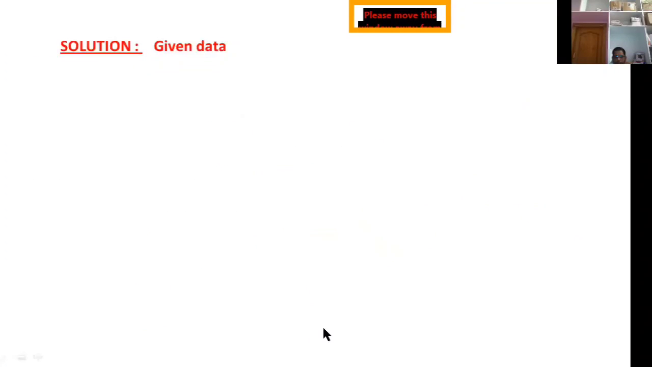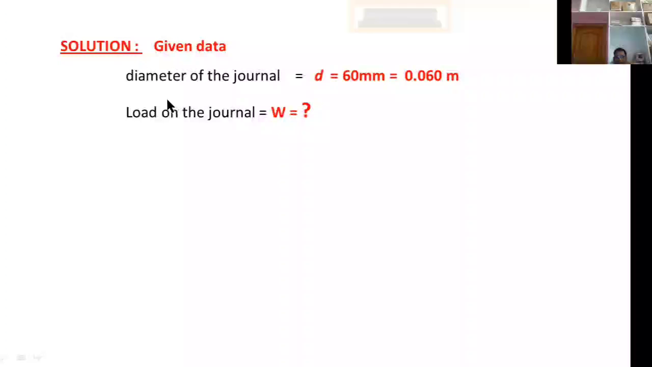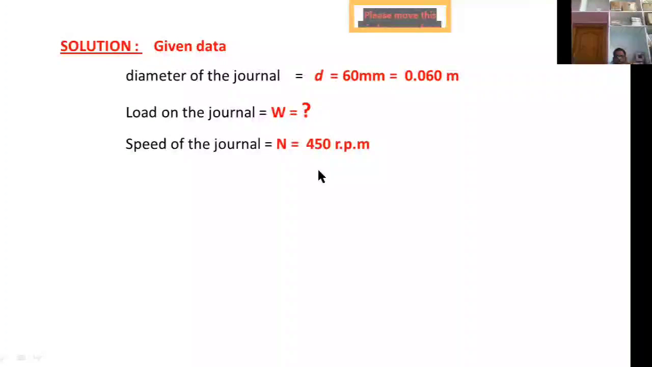Now I am going to solve this problem. The given data: the diameter of the journal is D equal to 60 mm, that is 0.06 meters, and the load on the journal W is not given. You have to find that value. The speed of the journal is N equal to 450 rpm, revolutions per minute. Absolute viscosity is also given, capital Z equal to 0.06 kg per meter second.